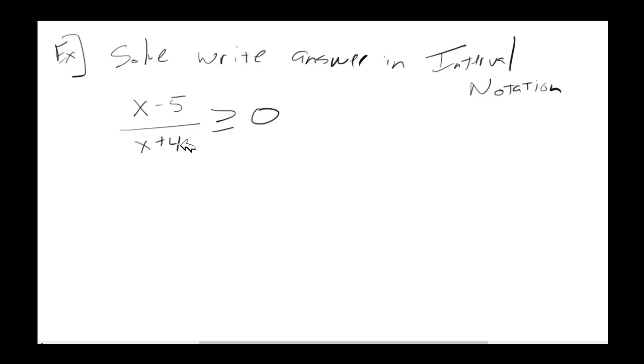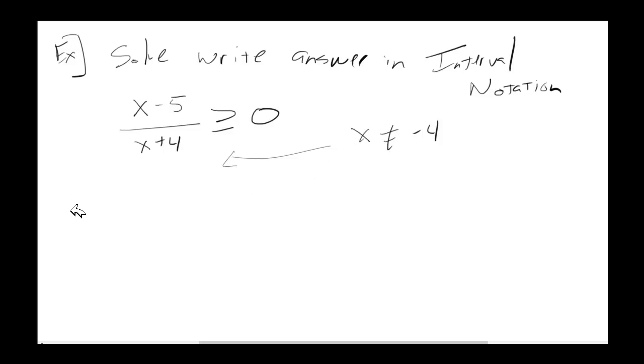And here I have a rational inequality. I've got an inequality, I've got a rational. With the rational, the first thing I'm going to do is find the values that are undefined. So here, when I look at this bottom, I know x cannot equal minus 4. That would cause division by 0, and that's out.